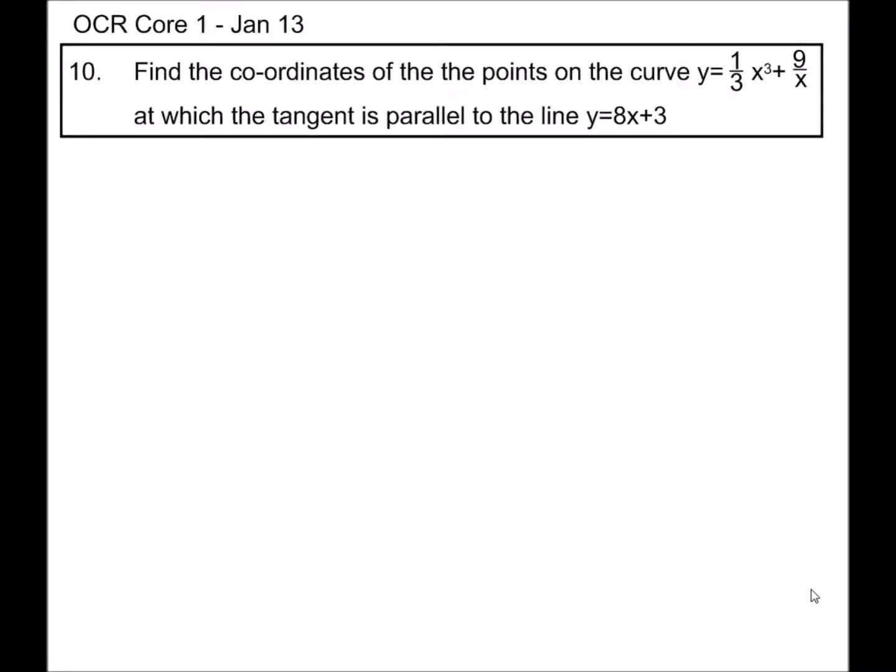Let's have a look at doing the OCR Core 1 January 13 paper, question 10. I've picked this question because lots of people guess it wrong. It's asked us to find the coordinates of the point where the curve y equals a third x cubed plus 9 over x has tangents parallel to the line y equals 8x plus 3.